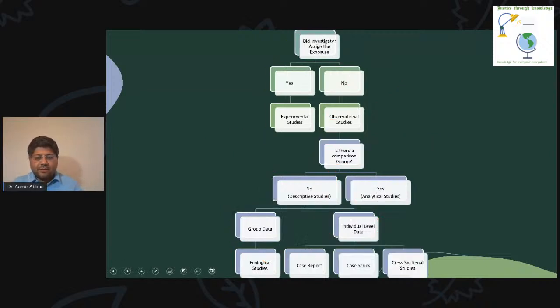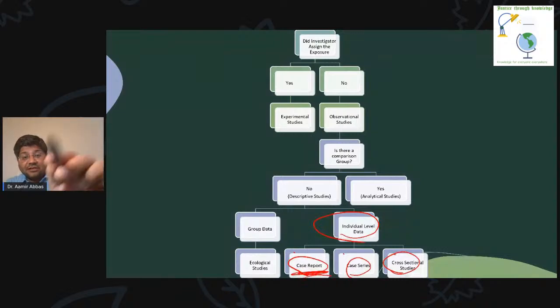So going further into the details, if the unit of analysis is individual data, then within that classification we have a case report, a case series, and a cross section study. Now, what is a case report? What is a case series? What is a cross section study? For the sake of this session, you need to know where the case report, the case series, and the cross section study fall in the classification. We are going to visit what each one is in the subsequent session.